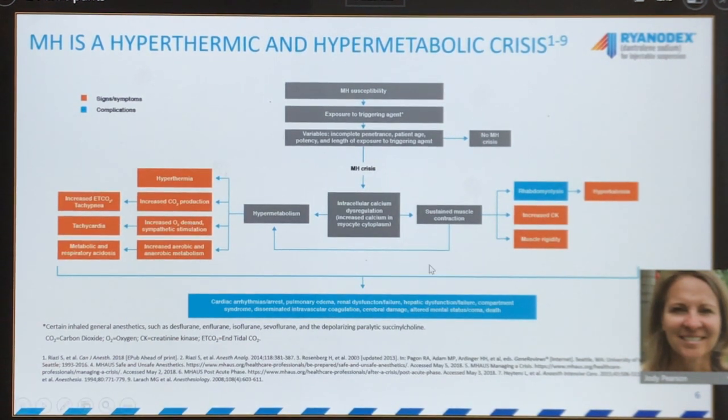And if you don't stop this complex cascade of events, then what would happen is what you saw in the previous slide, but is what's here in this blue ribbon at the bottom here: the cardiac arrhythmias, arrest, pulmonary edema, renal dysfunction, failure, hepatic dysfunction, failure, again, the compartment syndrome, DIC. And when you're reaching 104, 105, 106 temperature, you're having cerebral damage. And again, death is a possibility.